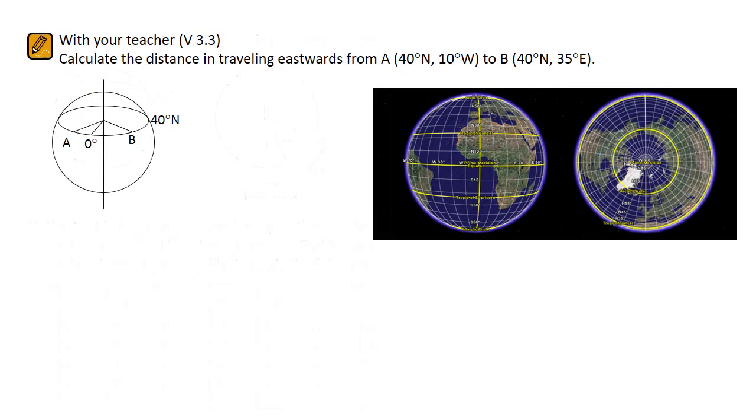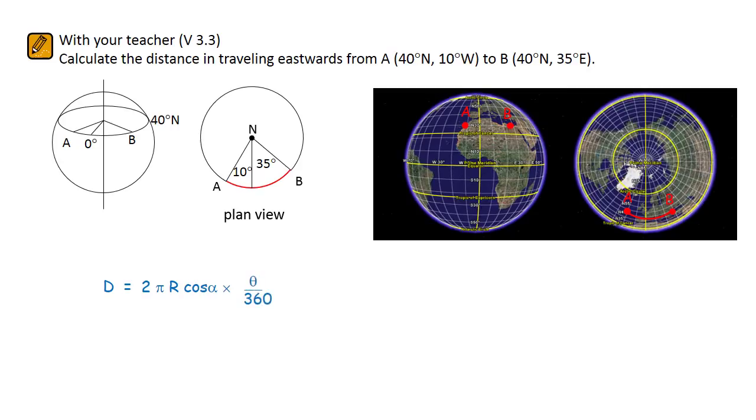This one is east-west travel on the 40 degree north line of latitude. We draw a plan view diagram. One place is 10 degrees west and the other 35 degrees east of the prime meridian. This is the formula used for east-west travel. In this case, theta is found by adding the longitudes. 10 degrees plus 35 degrees equals 45 degrees. Alpha is the latitude of travel, that's 40 degrees. You can do the arithmetic easily on your calculator.